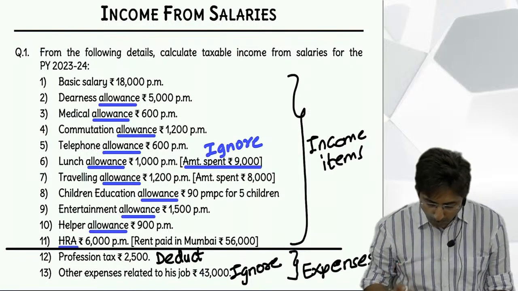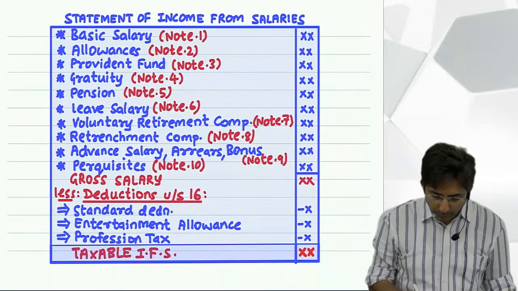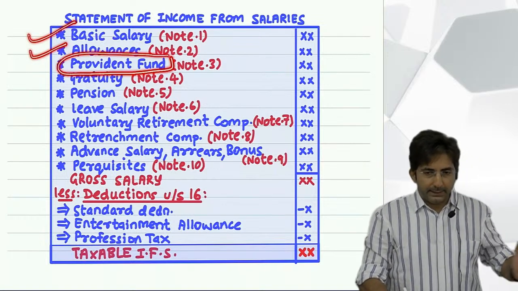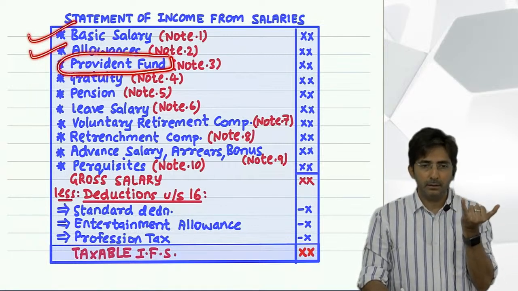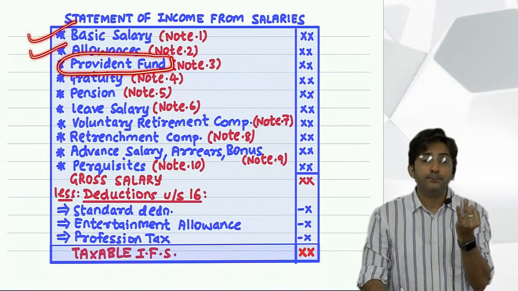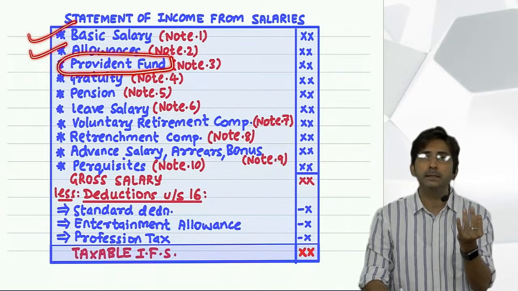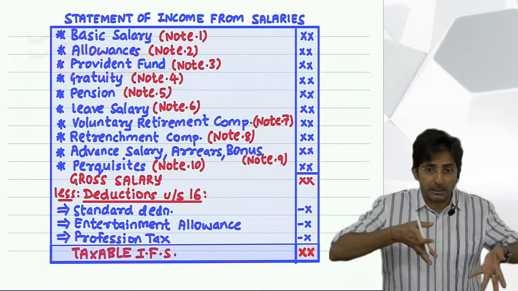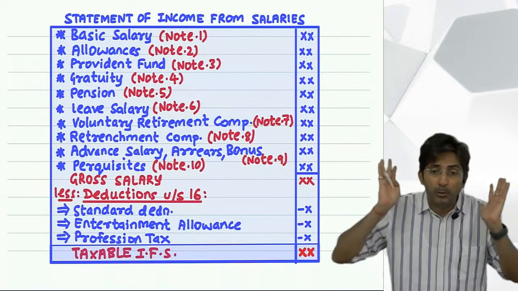Now see, one small thing I will do. What is that small thing? Look here. After basic salary and allowances, the next theory comes provident fund. Now in provident fund, what is my plan? First, I have to explain the meaning of provident fund, types of provident fund, and then taxable or exempt. Repeat, what did I say? Meaning, types, and then main is taxable exempt. Because while solving the sum, what knowledge you require, whether it is taxable or exempt.